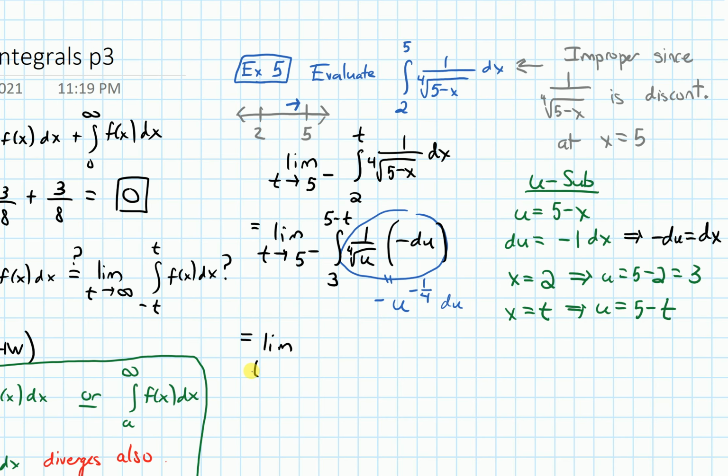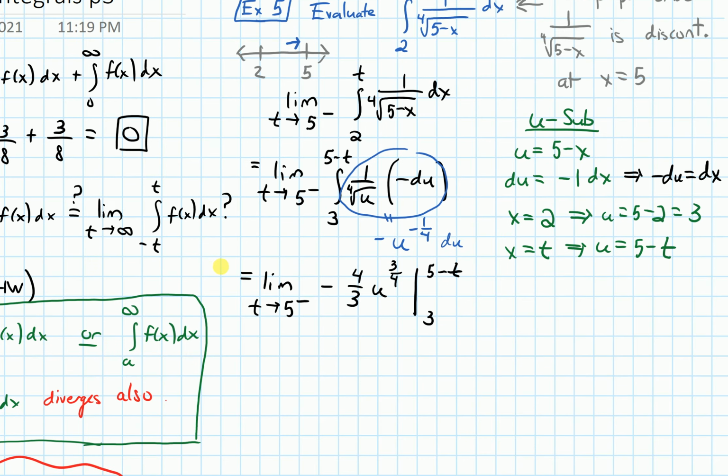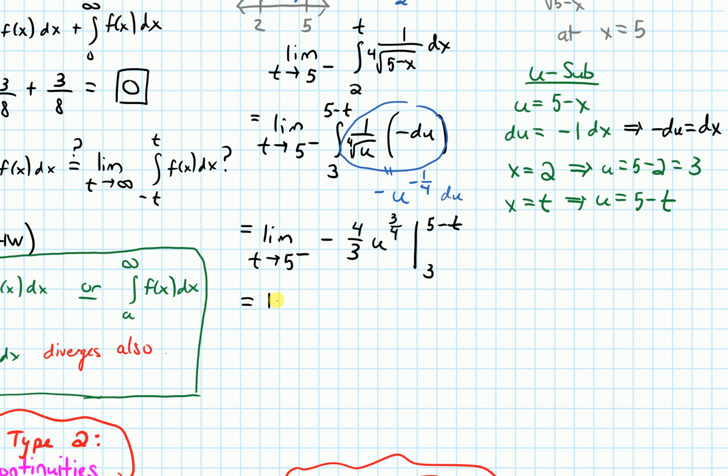So we get the limit as t approaches 5 from the left. And then doing a reverse power rule on this, let's keep that negative in front. And then I'll get u to the 3 over 4 when I add 1 to the power. And then I divide by 3 over 4, which is the same thing as multiplying by 4/3, the reciprocal. Okay, and then I put a vertical line, and I got to plug in 3 and 5 minus t. So let's do that. Okay, so we get the limit as t approaches 5 from the left. If I plug in now, I get negative 4/3, 5 minus t to the 3/4, minus, and I plug in 3, and I get negative 4/3 times 3 to the 3/4.